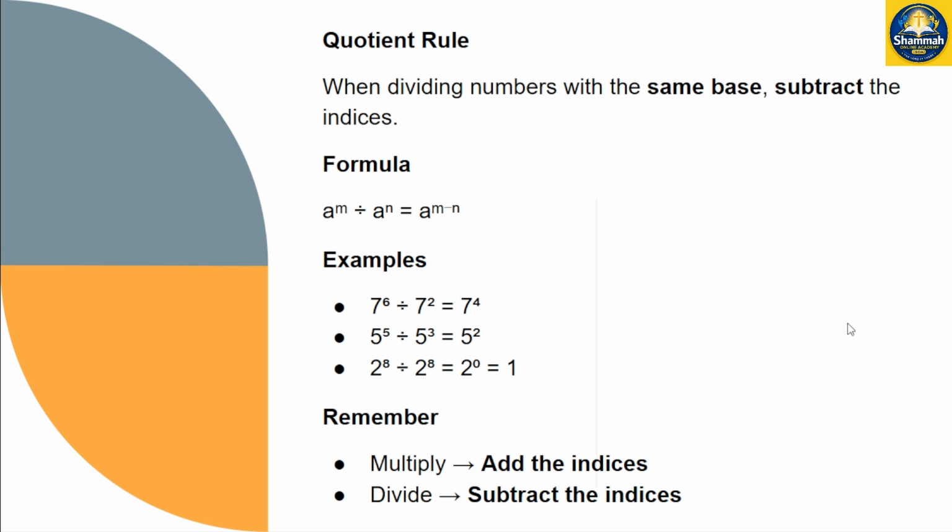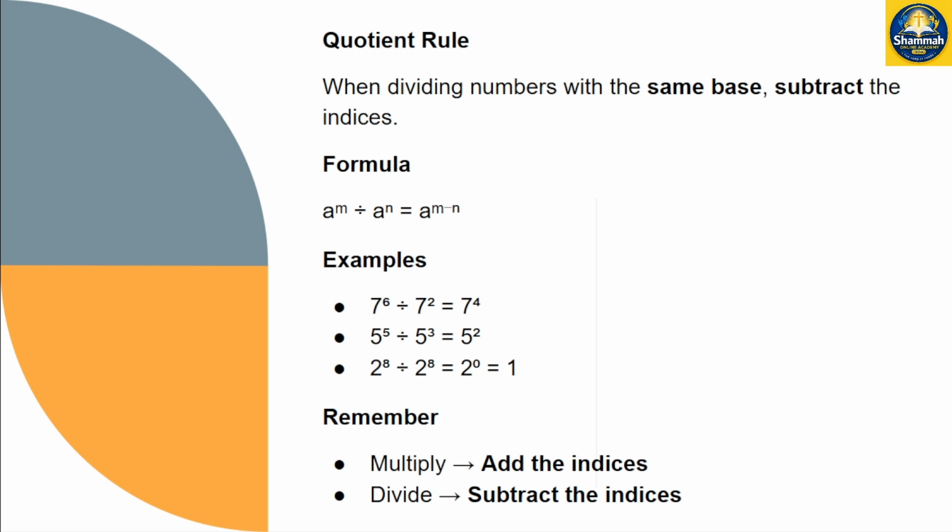We go to the next rule, which is the quotient rule. What does the quotient rule state? It states that when dividing numbers with the same base, just simply subtract their indices. So we have a raised to the power m divided by a raised to the power n. Both bases are the same, which is a. So what we do is a raised to the power m minus n.